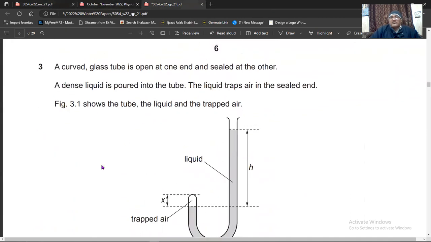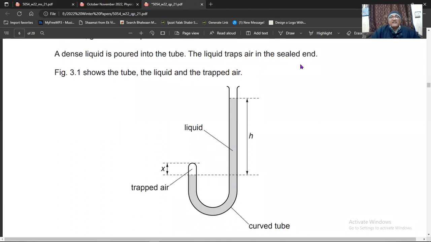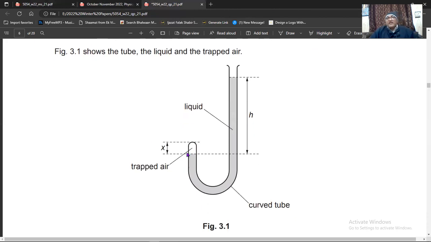The next question coming up on your screen is question number 3. It says a curved glass tube is open at one end and sealed at the other. A dense liquid is poured into the tube. The liquid traps air in the sealed end. Figure 3.1 shows the tube, the liquid, and the trapped air. Here we have the trapped air, and the length of the column of trapped air is x. And this is the difference of the level of the liquid in both limbs of this U-shaped tube, that's H.